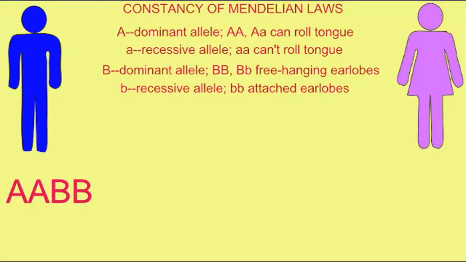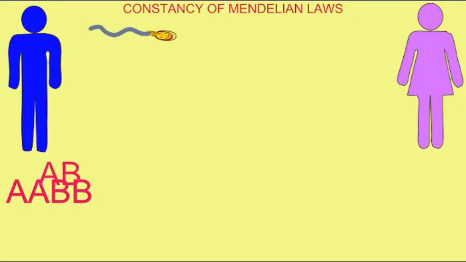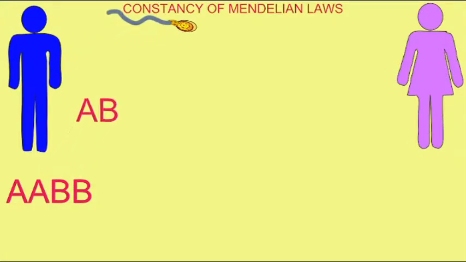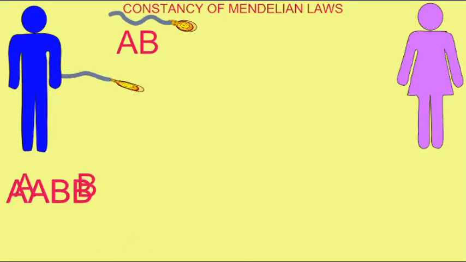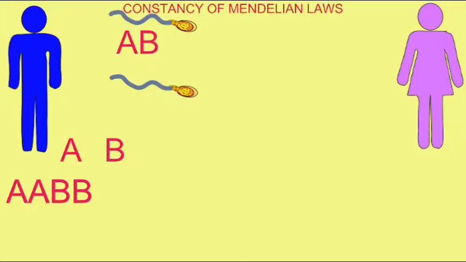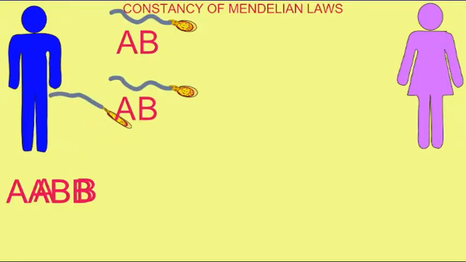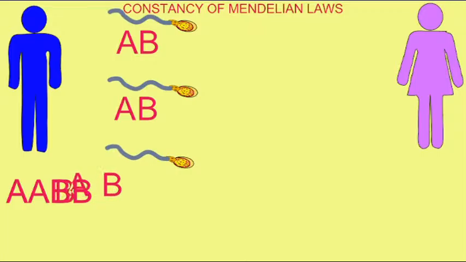Mendelian laws, such as the law of independent assortment, are constant. They apply in cases where genes contribute to normal phenotype. In this example, the dominant allele gives an individual the ability to roll their tongue for the first gene, and for the second gene, the dominant allele confers the trait of free hanging earlobes.